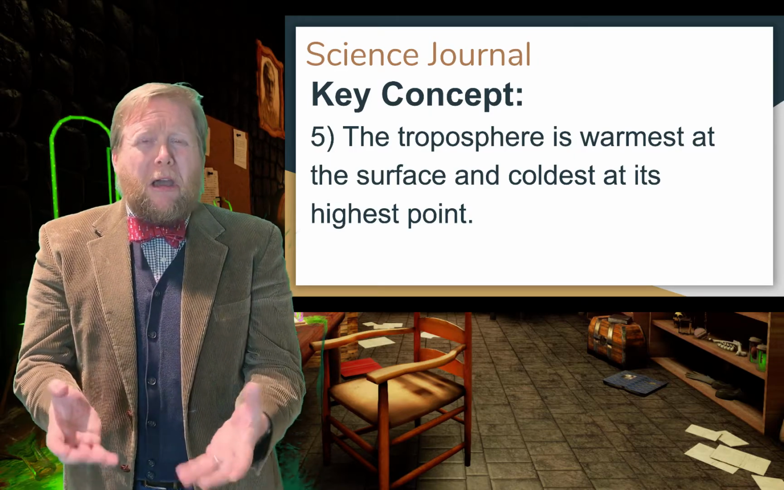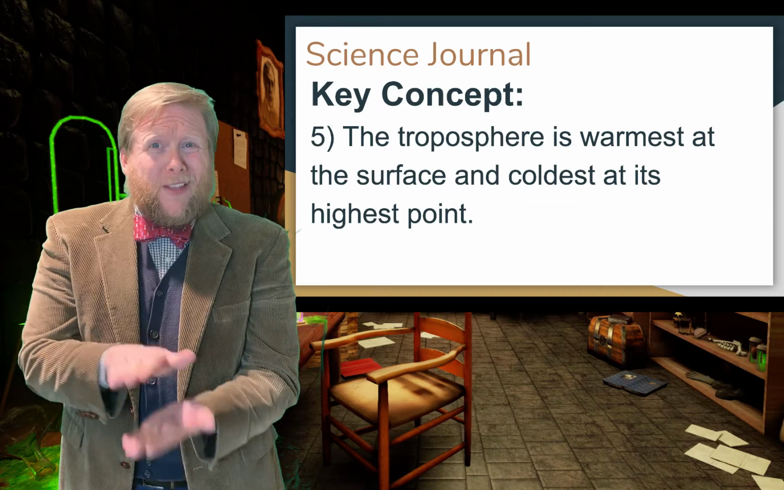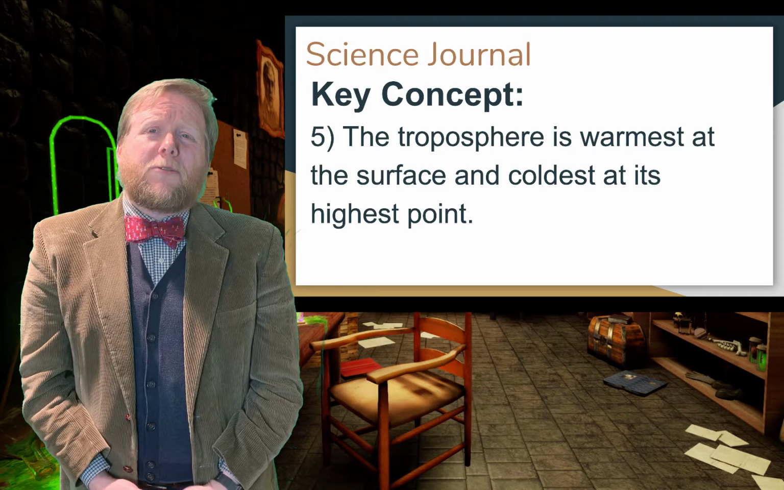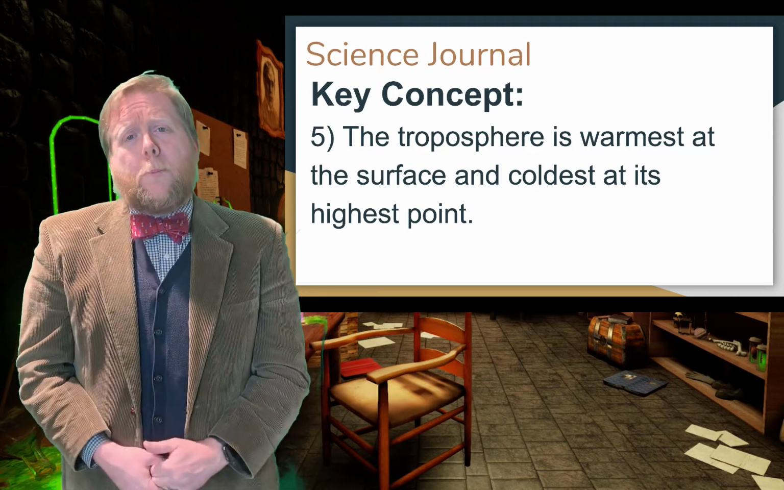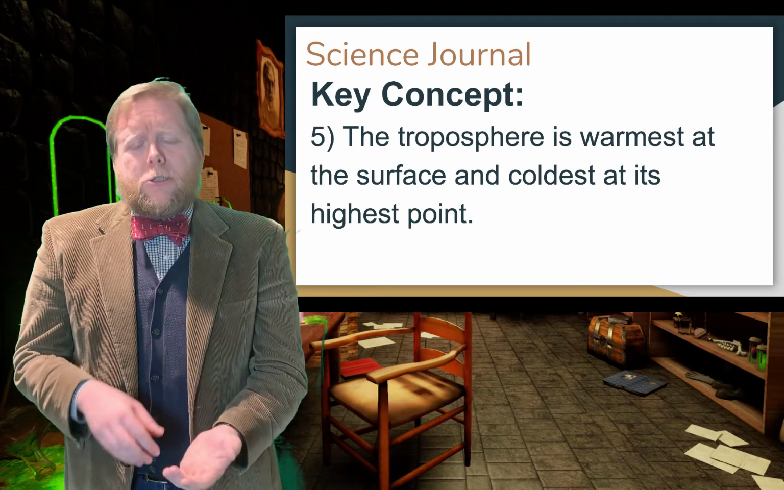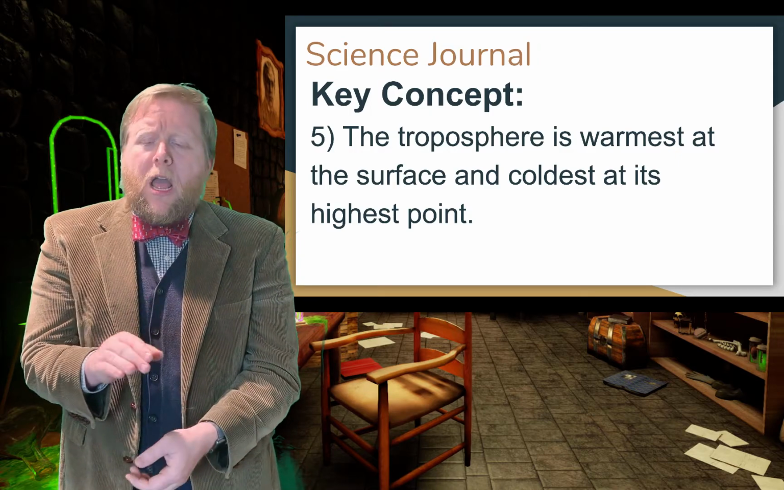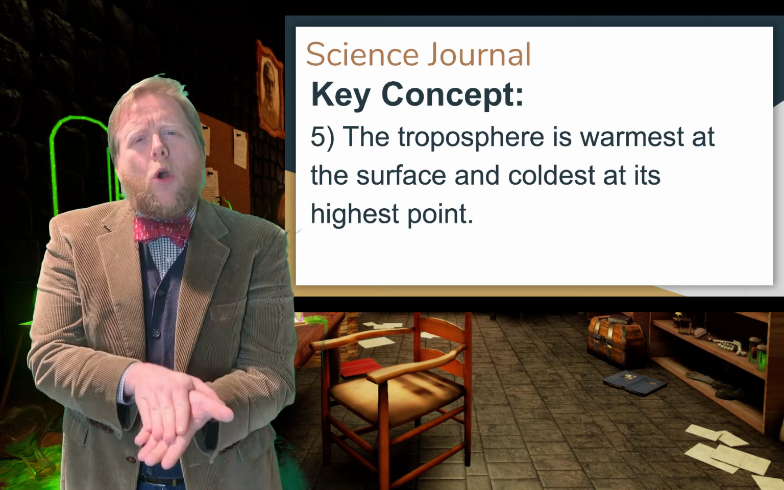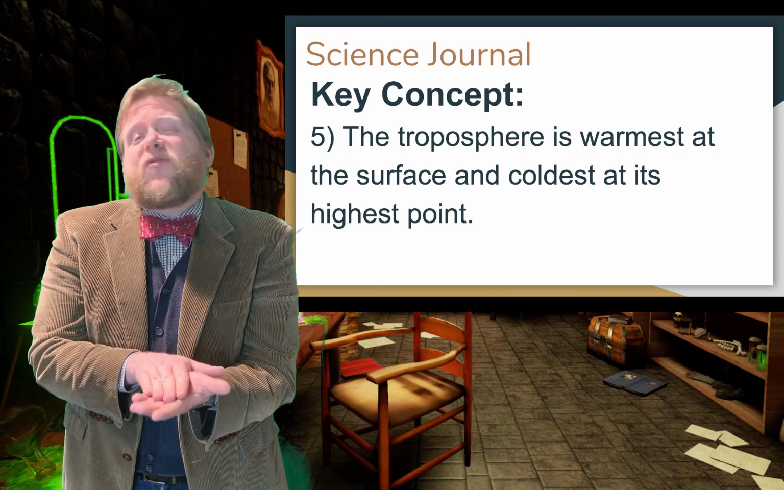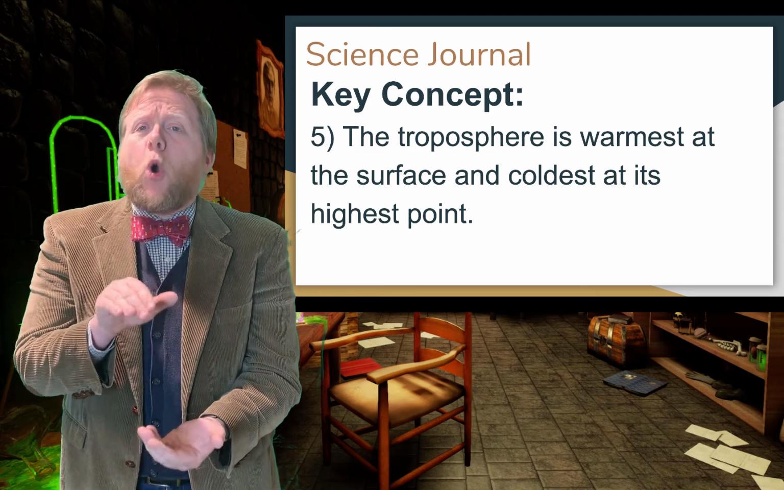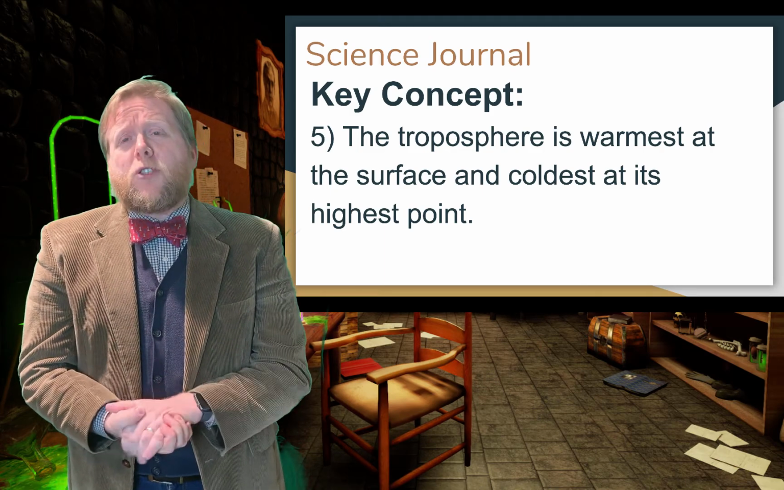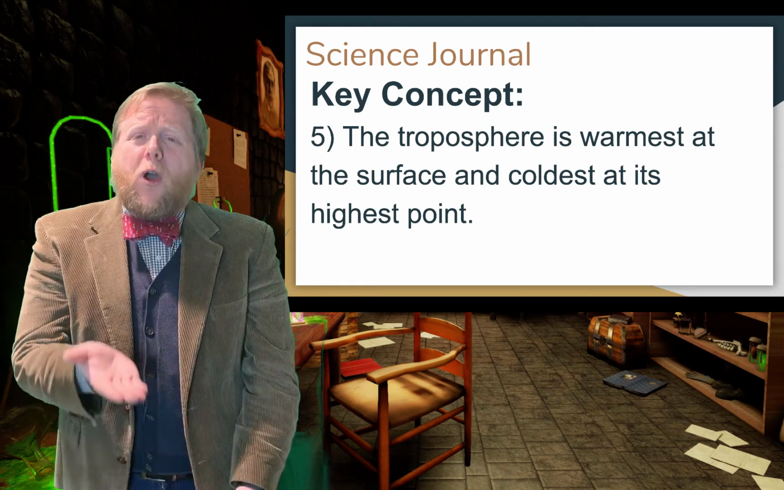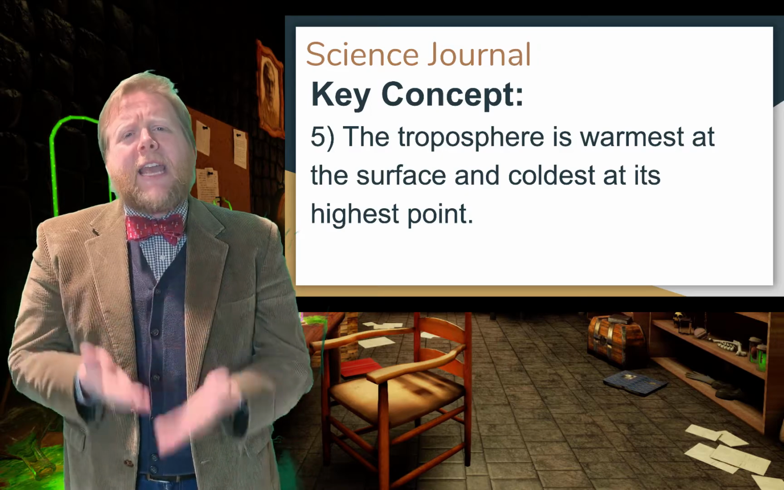Think of it like a pot on a stove. The part of the pot that's touching the stove is the hottest because it's right near where that energy is being transferred. Well, the same thing goes for our troposphere. Since the energy is being transferred from the surface to the atmosphere, the part of the troposphere that's the closest to the surface is going to be the warmest. And the part that's furthest away from that surface is going to be colder. So, the troposphere is warmest at the bottom and coldest at the top. The further up you go, the colder it gets.